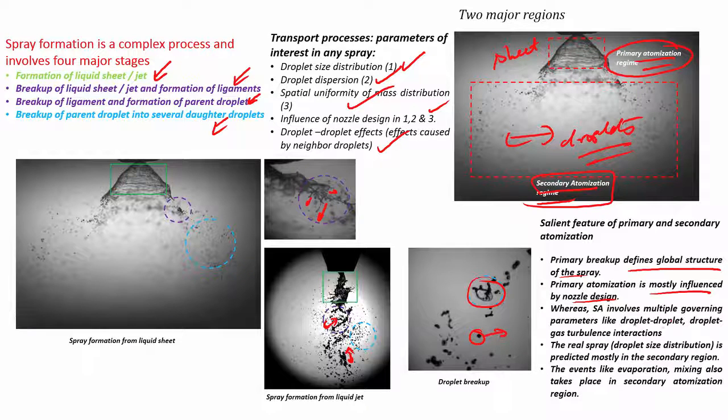Secondary atomization involves basically the flow and the droplet interaction. So, these are droplets which interact with the flow field. Like this is a droplet, there is a high velocity flow over it, and this droplet deforms and breaks up. So, that will be like secondary atomization. And then these droplets will undergo evaporation, mixing, etc.